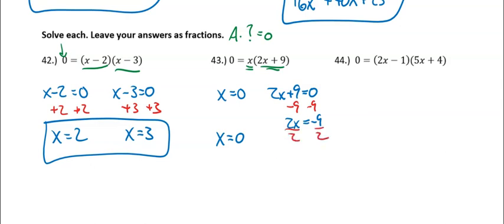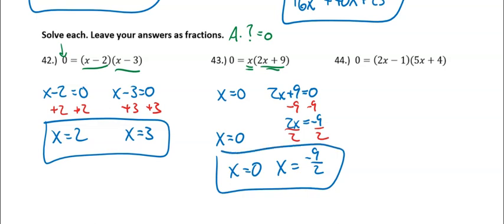And again, I'm just going to leave this as an improper fraction. It's x equals negative 9/2. So here are my two answers: x equals 0 and x equals negative 9/2. And that's it. If I look at the next one, same kind of thing.